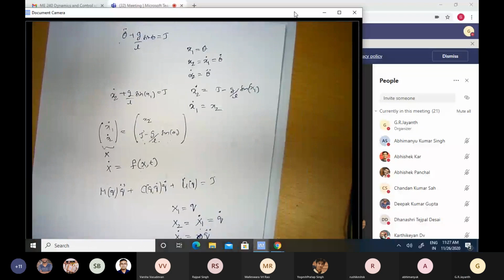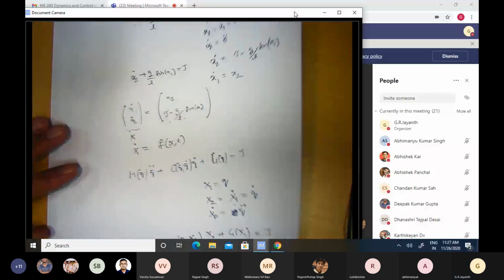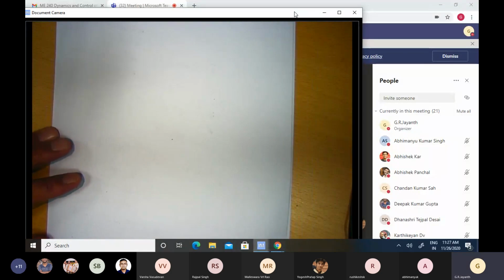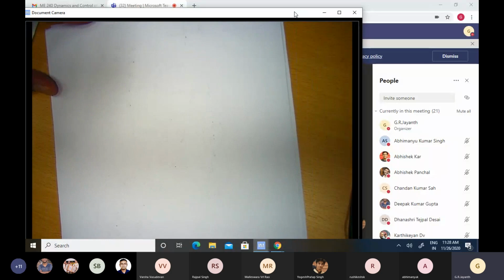And what the mathematician would recommend is what is known as a Runge-Kutta scheme. I don't know if you have learned the Runge-Kutta scheme in one of your other courses. Have you? Can one of you answer? Have you come across the Runge-Kutta scheme?